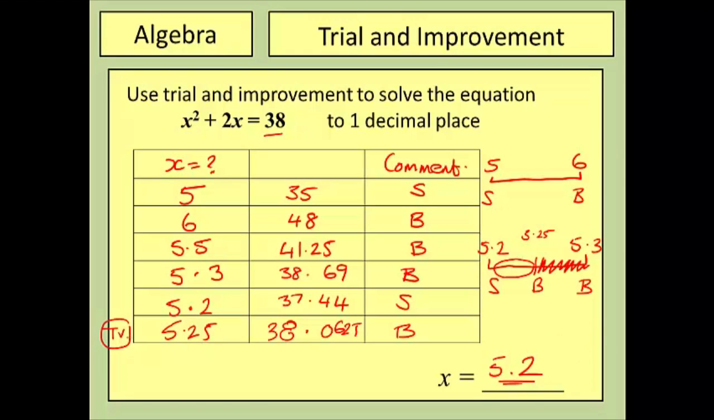It's important that I add in this test value to make sure that I can decide between 5.2 or 5.3 once I've got it trapped between those two values.